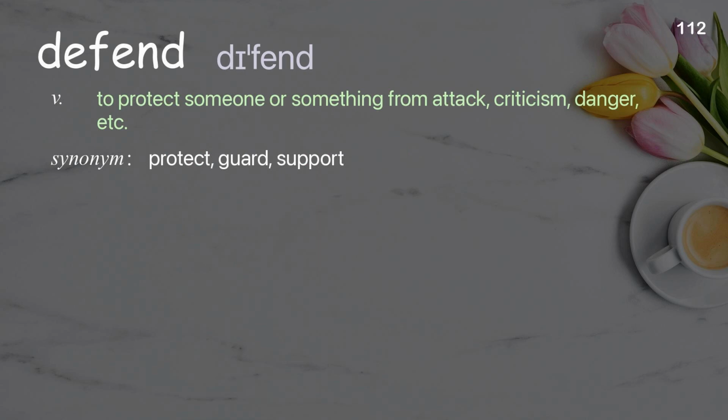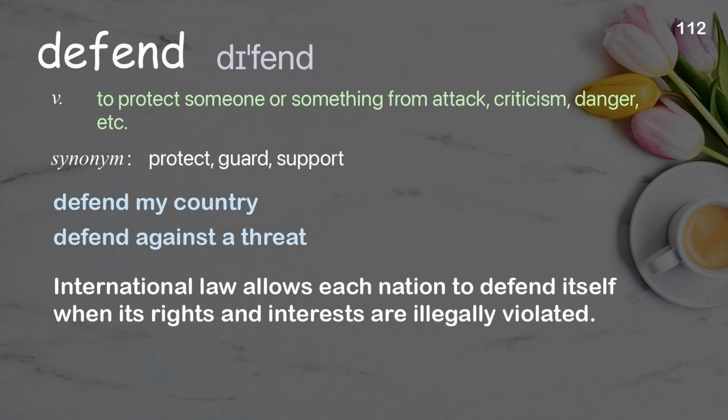Defend. To protect someone or something from attack, criticism, danger, etc. Examples: Defend my country. Defend against a threat. International law allows each nation to defend itself when its rights and interests are illegally violated.